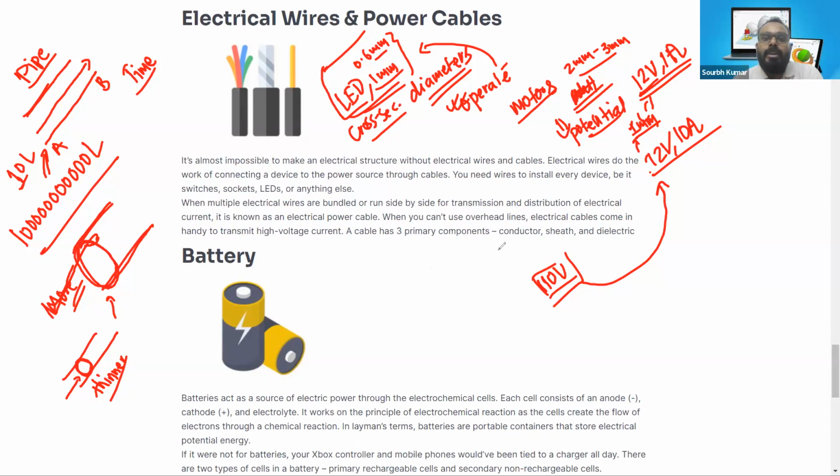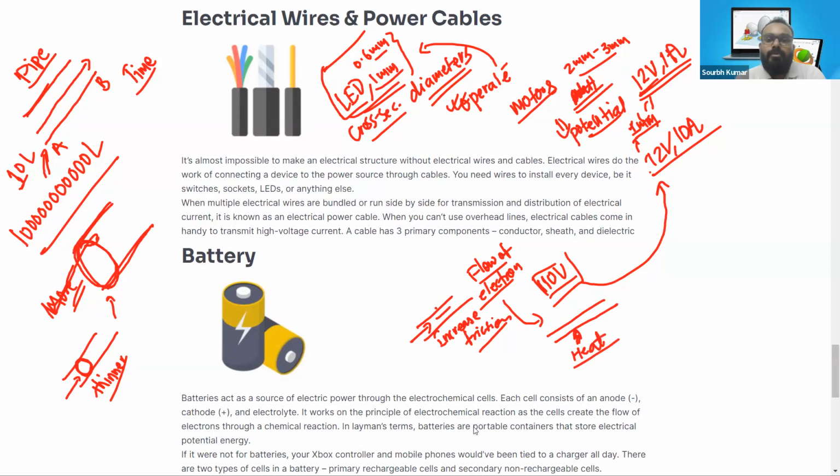Otherwise, what will happen? The more we try to flow electrons through a thinner wire, it will increase the friction between the electrons and the conductor, because electricity is all about the flow of electrons in a conductor. So more flow of electrons in a conductor will cause more friction to develop, as well as increase the amount of heat in the wire itself.